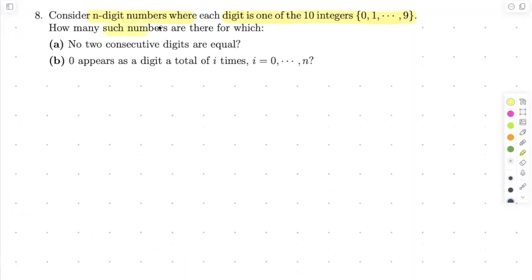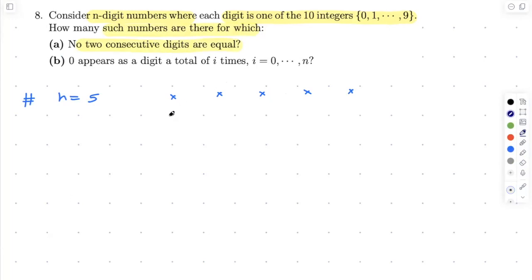How many such numbers are there for which no two consecutive digits are equal? For this case, let me just suppose n is going to be 5. So you need to tell me the 5 digit numbers, where any digit can be 0, 1, 2, 3, 4, whatever you need. The only condition is that no two consecutive digits are equal.